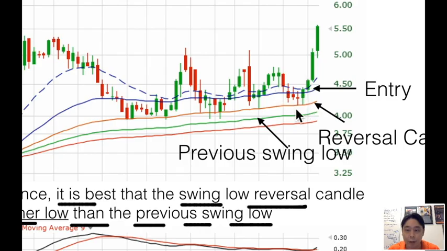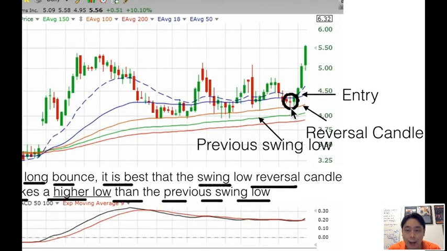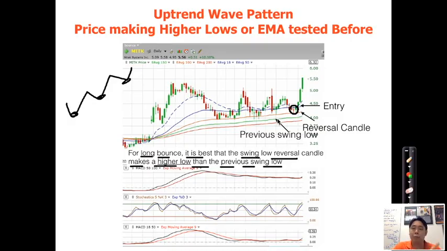That's a bounce, okay? So would I take this entry? Well, this is the reversal candle, right? That's a reversal candle. And this candle is making a higher low than this candle, right? Higher low, higher low. So it tells me that the uptrend wave pattern is still intact. So these are the kind of trades I'll take, all right?